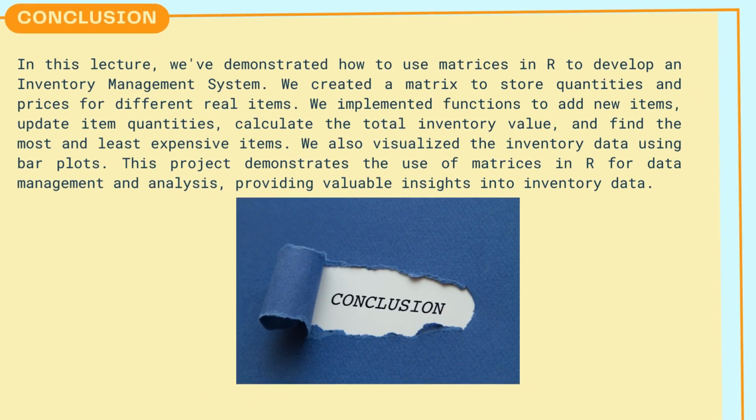Conclusion. In this lecture, we've demonstrated how to use matrices in R to develop an inventory management system. We created a matrix to store quantities and prices for different real items. We implemented functions to add new items, update item quantities, calculate the total inventory value, and find the most and least expensive items. We also visualized the inventory data using bar plots. This project demonstrates the use of matrices in R for data management and analysis, providing valuable insights into inventory data.